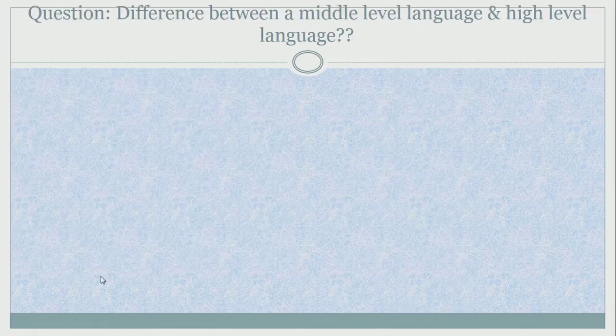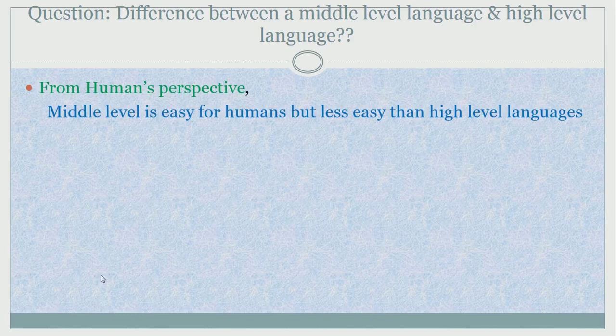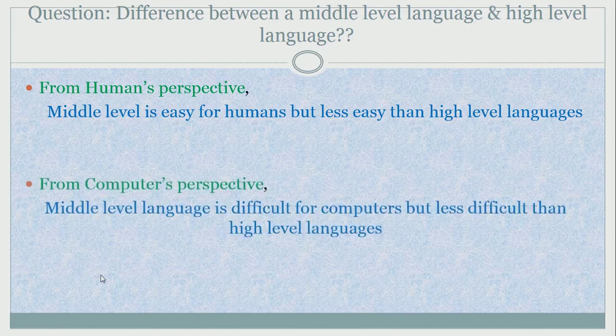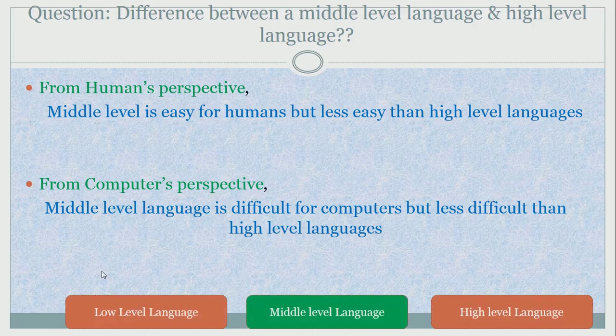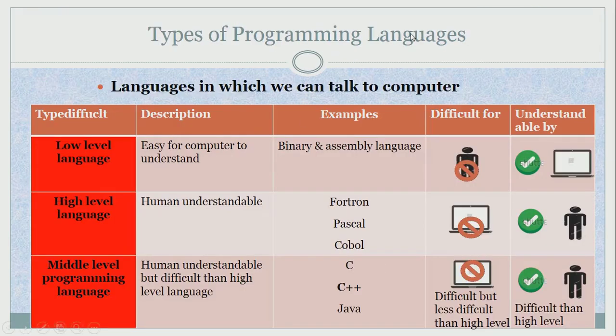So the question is, what is the difference between a middle-level language and high-level language, as both are difficult for computers and easy for humans? From humans' perspective, middle level is easy for humans, but less easy than high-level language. And from computers' perspective, middle-level language is difficult for computers, but less difficult than high-level languages. So, middle-level language lies in the middle, means it is more difficult than the low-level language and it is easier than the high-level language. So this is a summary of the types of programming languages that we just described.